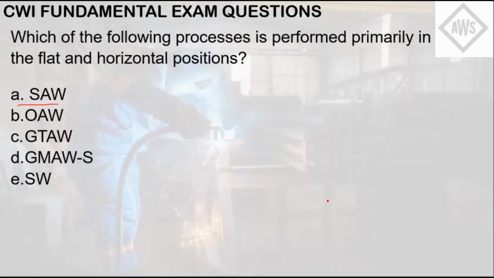SAW is also a fully automatic process where a welding operator is assigned, since most of the variable inputs are done by the machine itself. Also, the volume of flux deposited in submerged arc welding is so significant that even if you can configure the machine to do overhead welding, the amount of wastage for the flux would be so much. So the answer here is letter A.